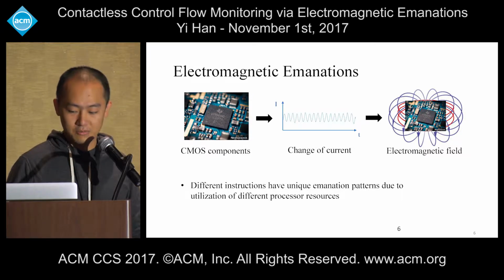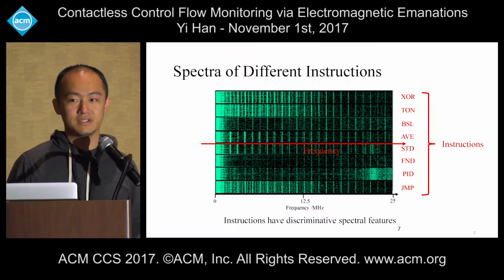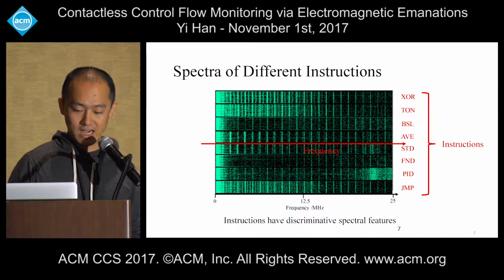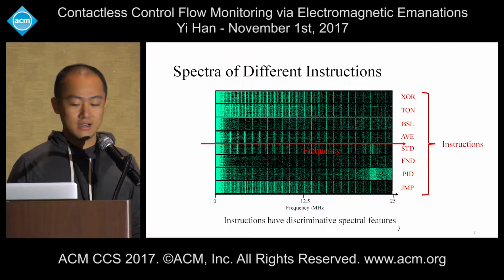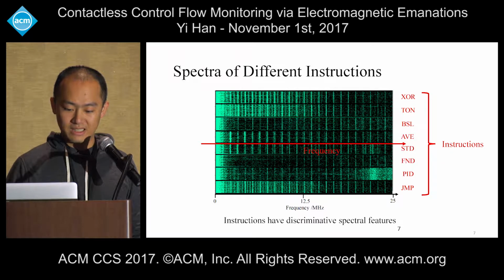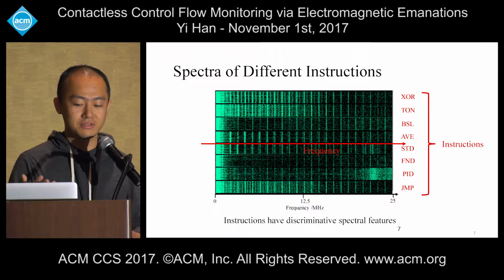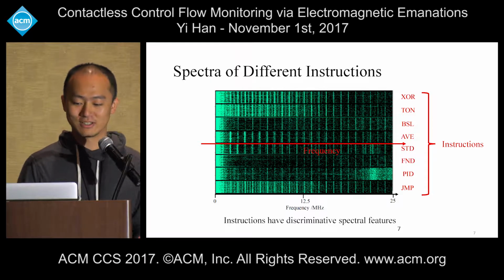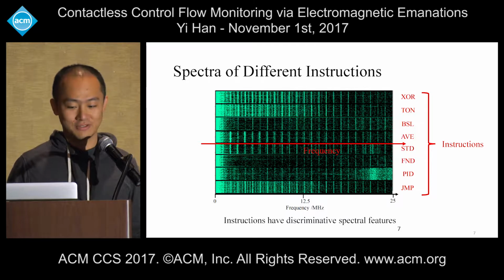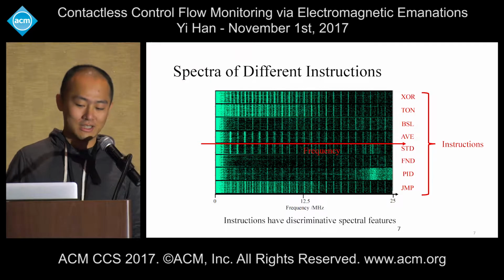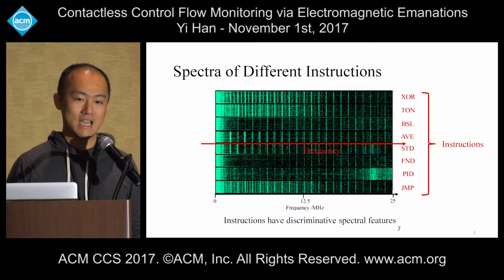To illustrate this, we collected the EM emanations of different instructions. Basically, what we did is we had each of these instructions repeatedly executed in a loop, and we collected the signals at the same time. We computed the spectrum of these signals to look at their frequency characteristics. It can be seen from this figure that different instructions have discriminative spectrum features.